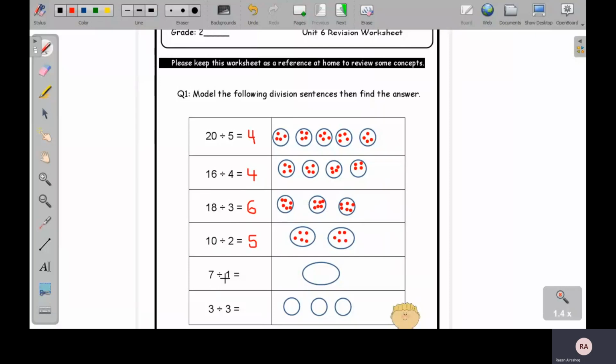Here, we have 7 divided by 1. So what do I have to do here? I place my objects inside here, and I know any number divided by 1 is going to give me 7. And the last one, 3 divided by 3. I have 3 groups, and I want to know what 3 multiplied by what gives me 3. This one's an easy one. I'll place 3 different objects here. All right, guys.